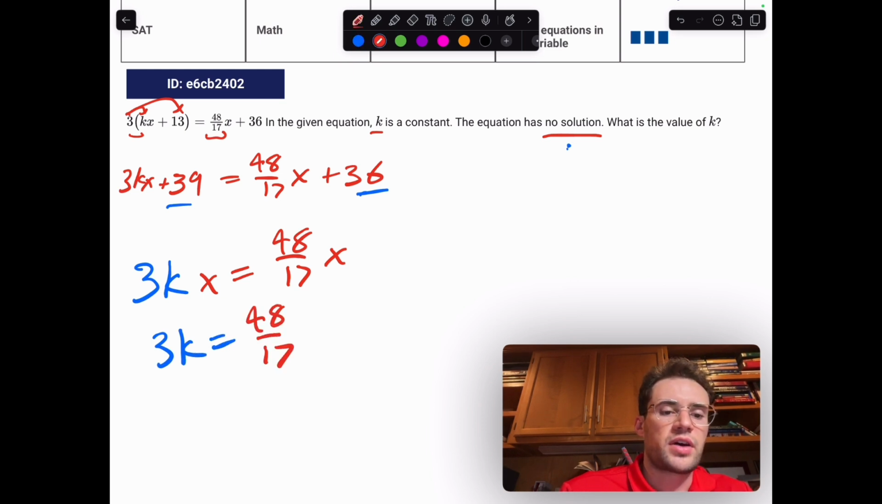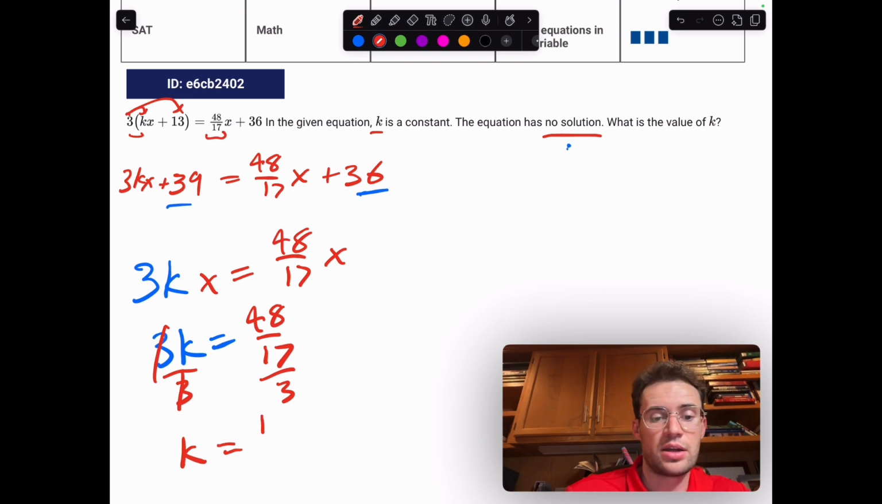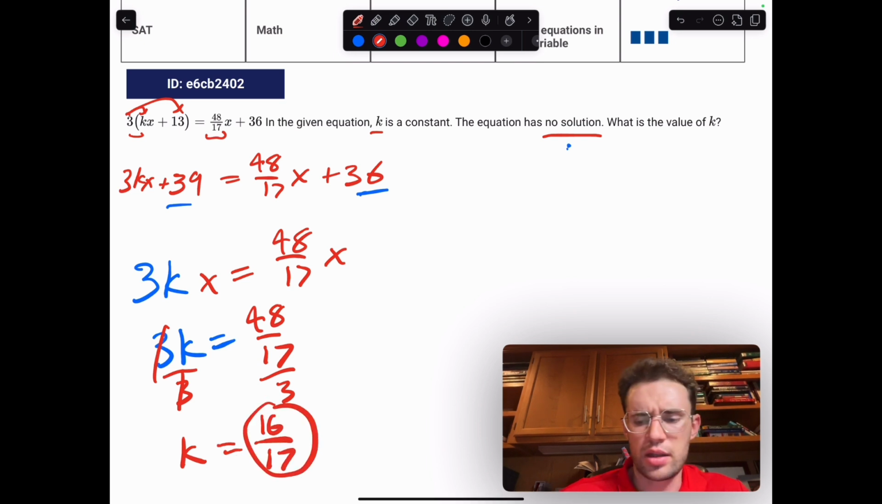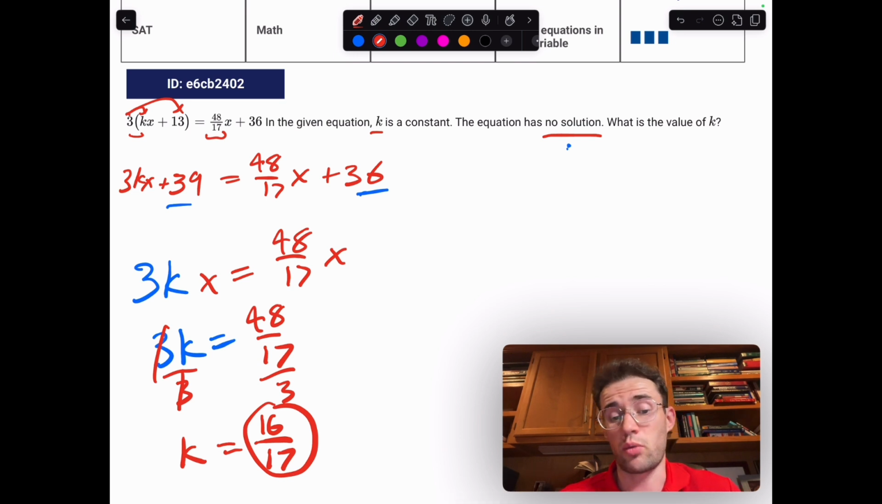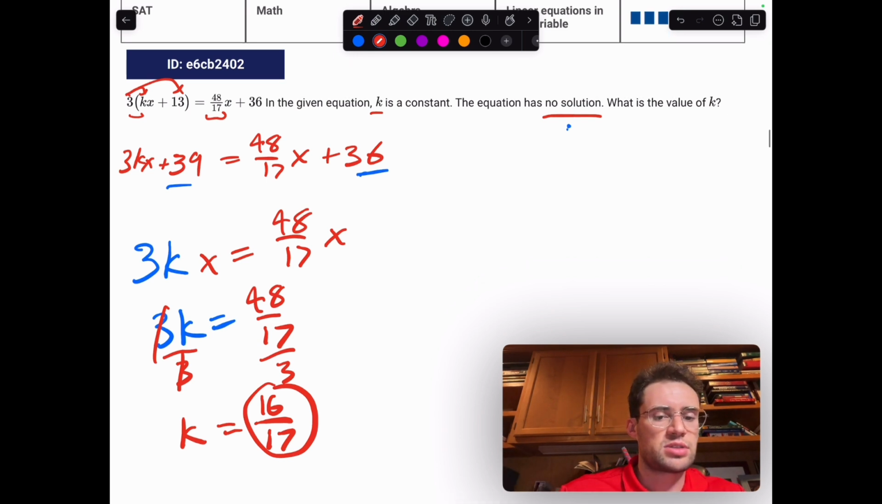So now to find k, you just divide both sides by 3. We found 3k here. Just divide by 3, divide by 3. That gives us that k is equal to, well, 48 divided by 3 is 16. So 16 over 17. I think they do accept decimal answers. In this case, you'd have to round it. I'm just going to leave it as 16 over 17. I'm going to check that. 3 times 16 over 17 gives you 48 over 17x plus 39.